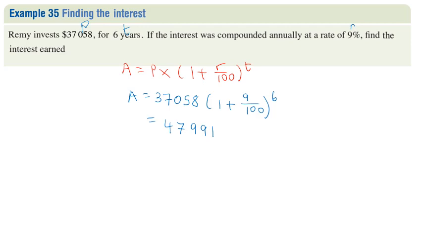But in this case as well, we're asked to find the interest earned. So interest equals amount minus principal. The amount I've just worked out, that's this part up here. So 47,991 minus the principal, which is 37,058. So the interest is $10,933.